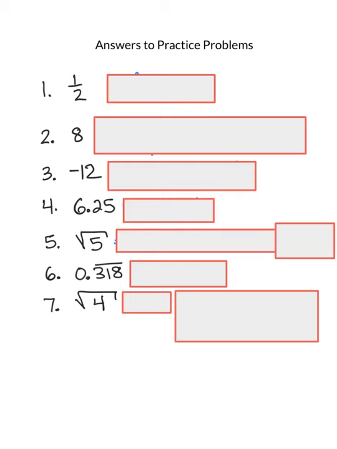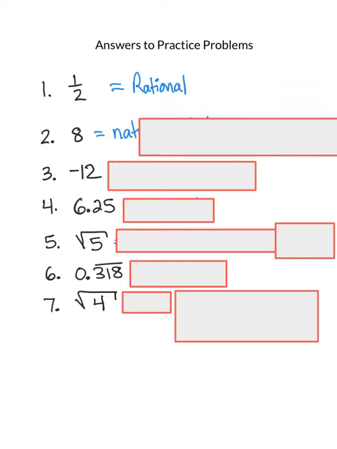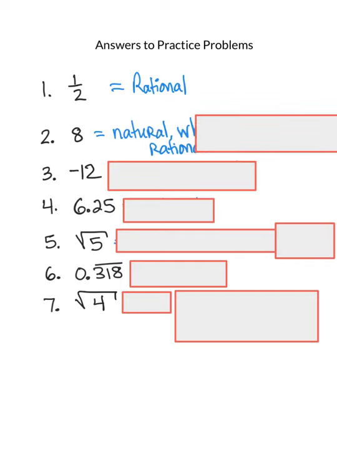So first of all, we're looking at 1/2. So 1/2 is a fraction, so it's just going to be rational. Next is 8. 8 we know can be a counting number. So if we look at it, it is a natural number, a whole number, an integer, and rational.